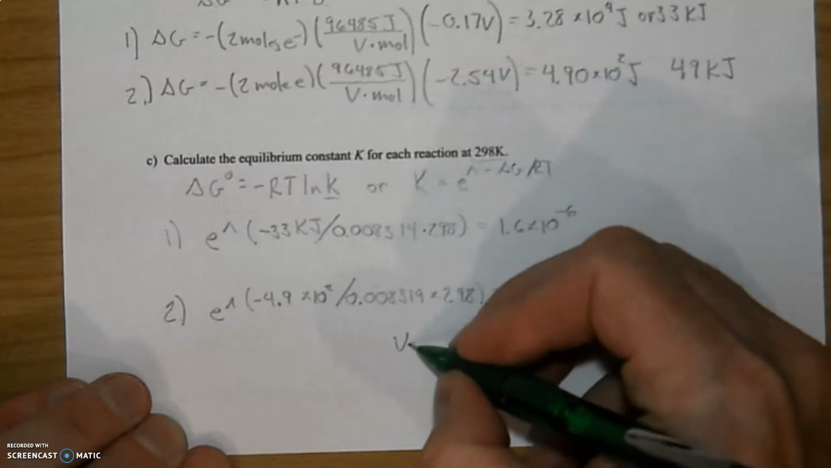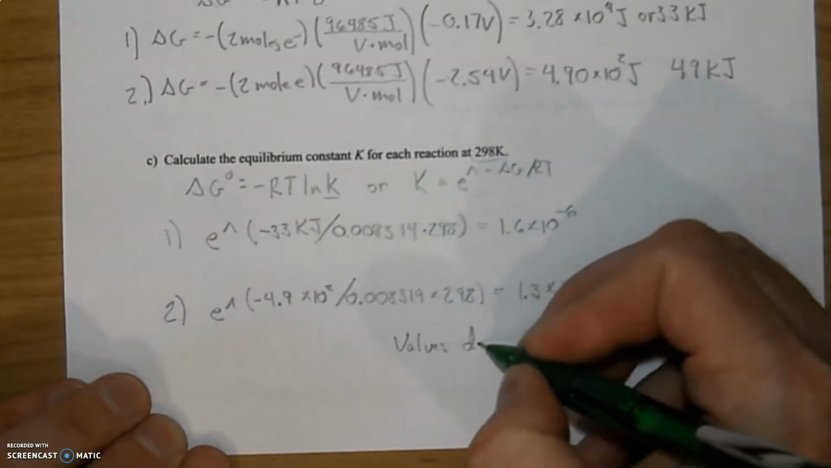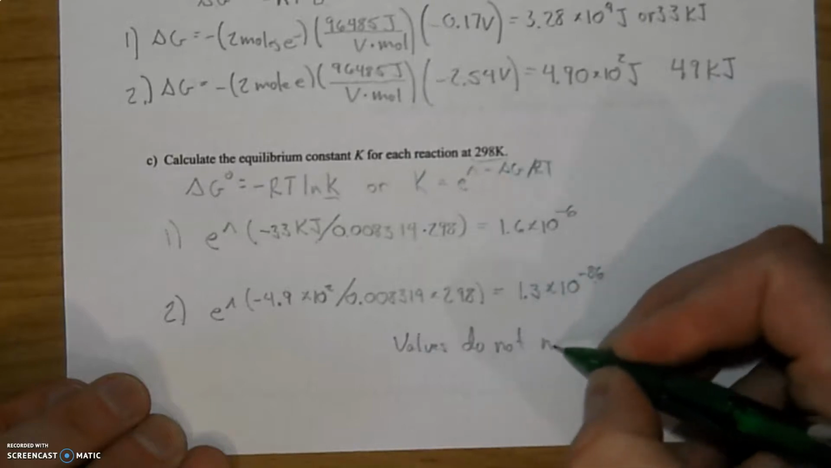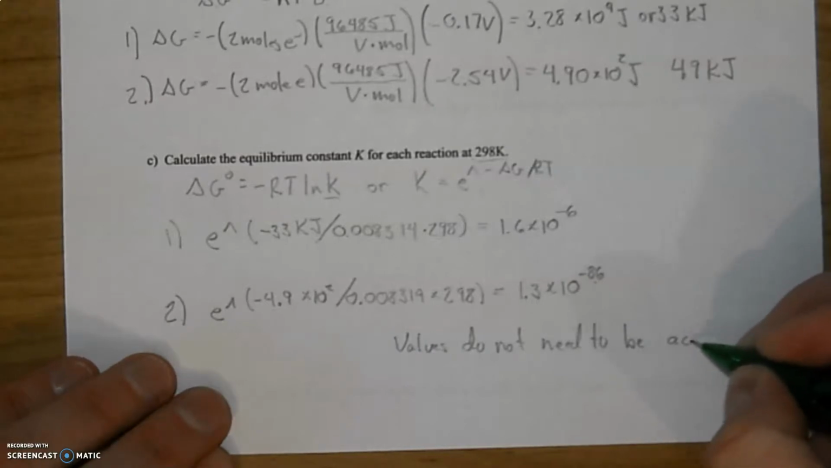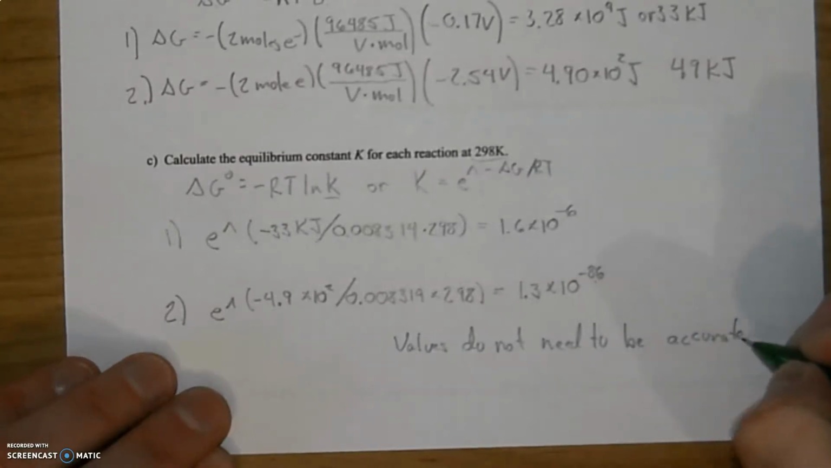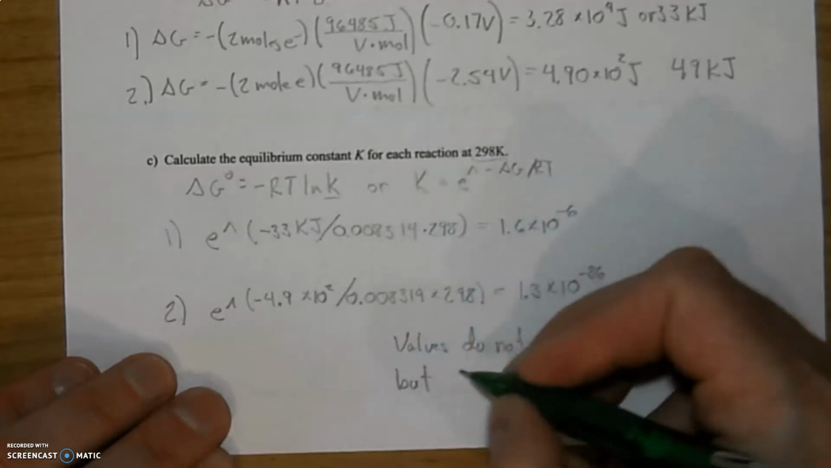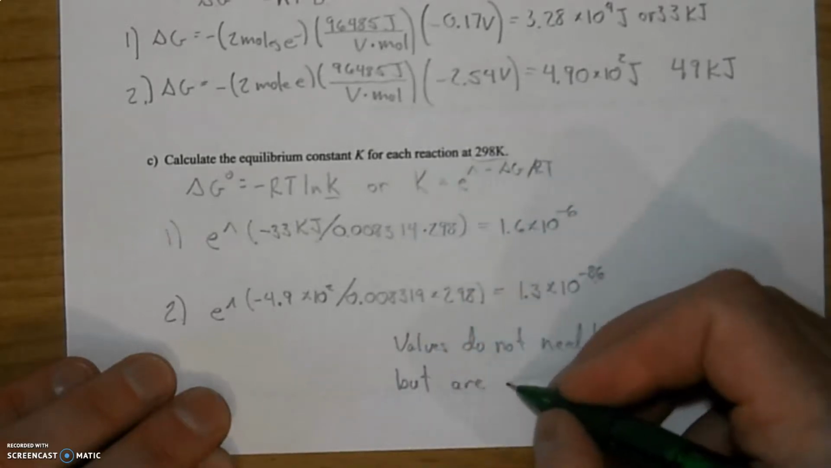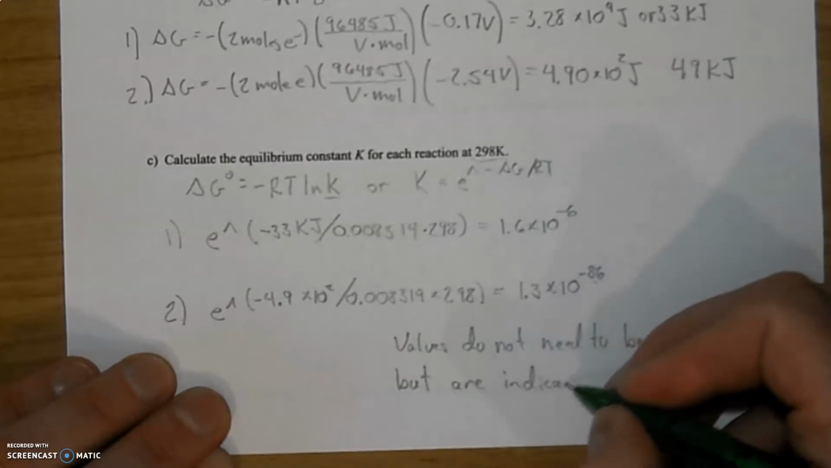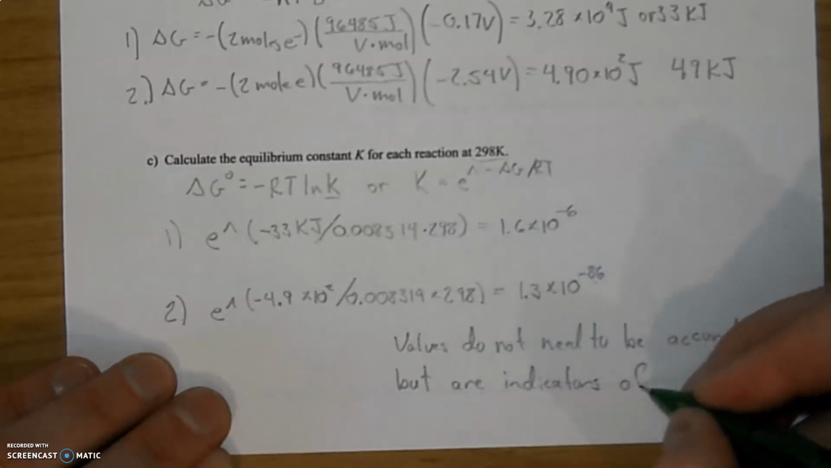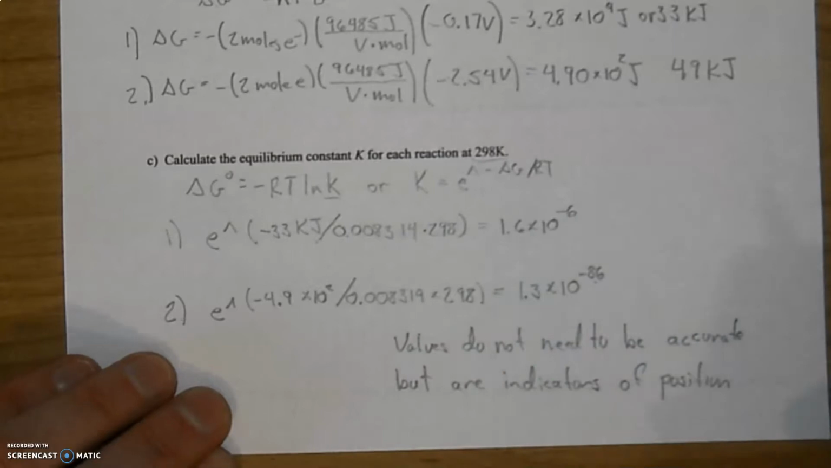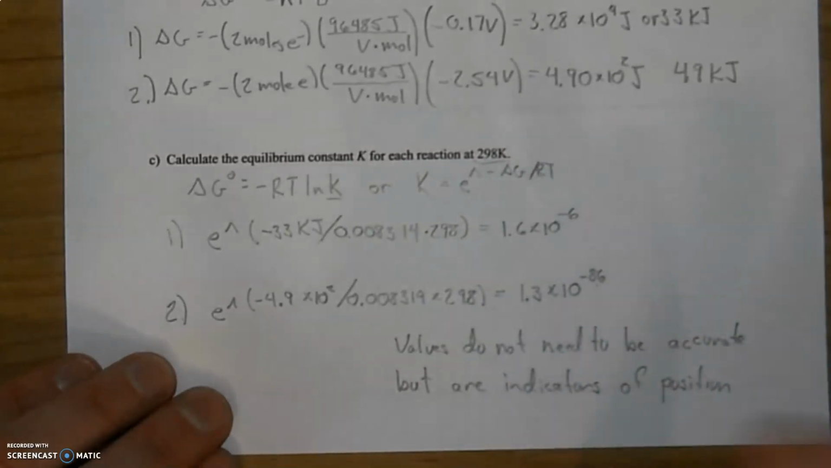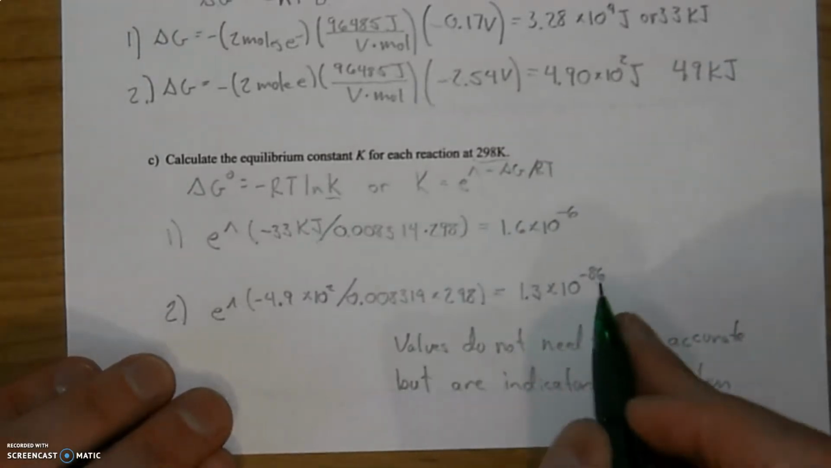So really, the values do not need to be accurate so much as they are indicators of position. So in other words, I'm really not too concerned it's 1.3 or even that it's negative 86 exactly. The fact that it is negative 80 something tells me that this is incredibly reactant heavy.